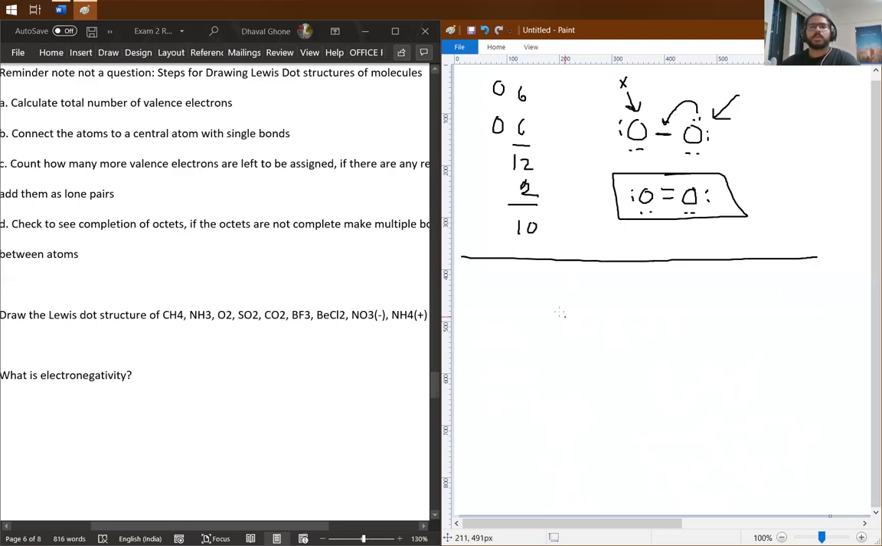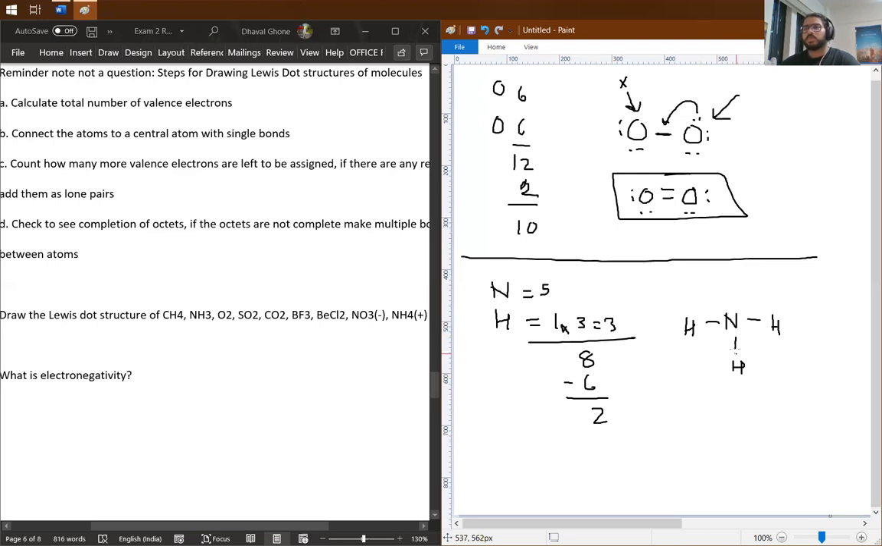Okay, last one is NH3. N gives you 5 electrons, and hydrogen gives you 1 electron. There are 3 of them, so I'm going to put times 3, so 3 electrons. Total, I have 8 valence electrons in this entire molecule. I'm going to start by connecting single bonds to the hydrogen with the nitrogen. I have 3 bonds, so I've used 6 electrons and I have 2 left.